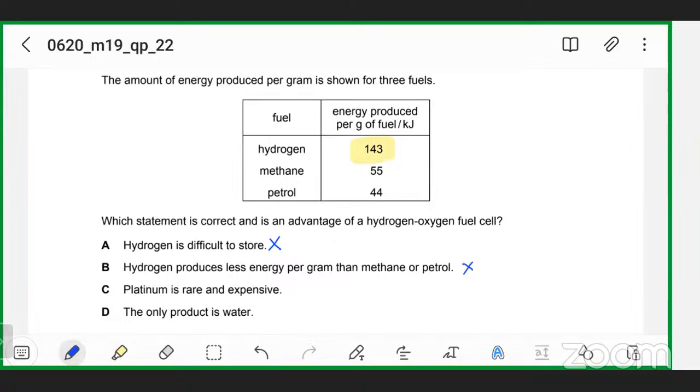The only product is water. Platinum use होता है हाइड्रोजन ऑक्सीजन फ्यूल सेल में, ठीक है, वो एक्सपेंसिव होता है. It's an electrode. That's the only good thing. You don't get any pollutants. ये बाकी में कौन से pollutants होते हैं वैसे?